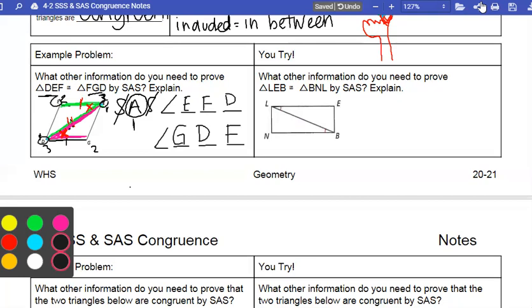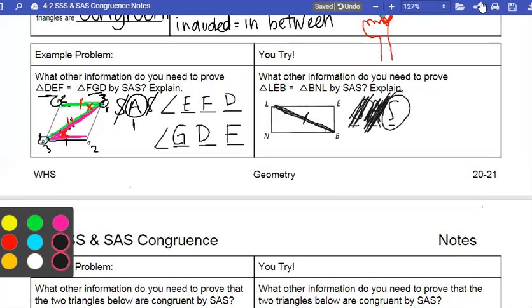So now I want you to try the right side. It says, what other information do you need to prove triangle LEB is congruent to triangle BNL by side, angle, side? So let's look at this. They're giving you an angle. So here's my SAS. I need these three things. I need a side, an angle, and a side. They give me my angle here, so I don't need my A anymore. What else can I mark? Remember the shared side right here. They share a side, so I can mark one of my sides because they are congruent.